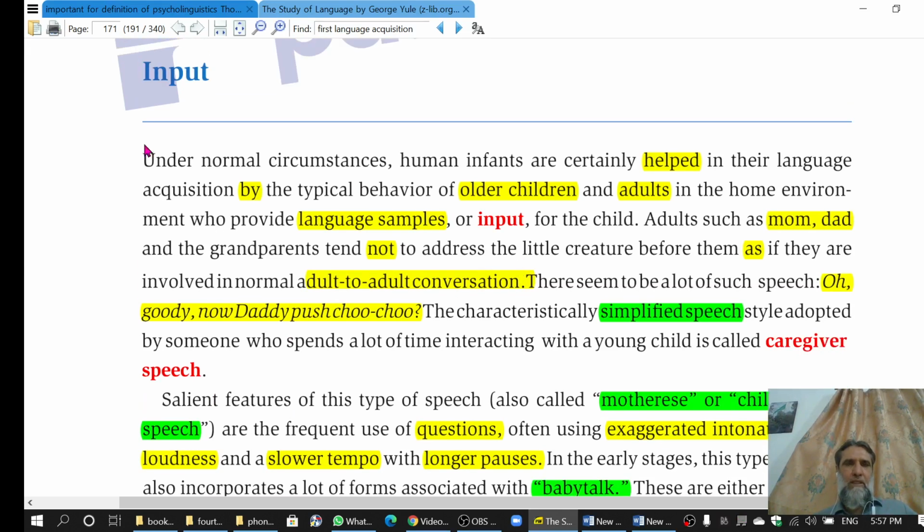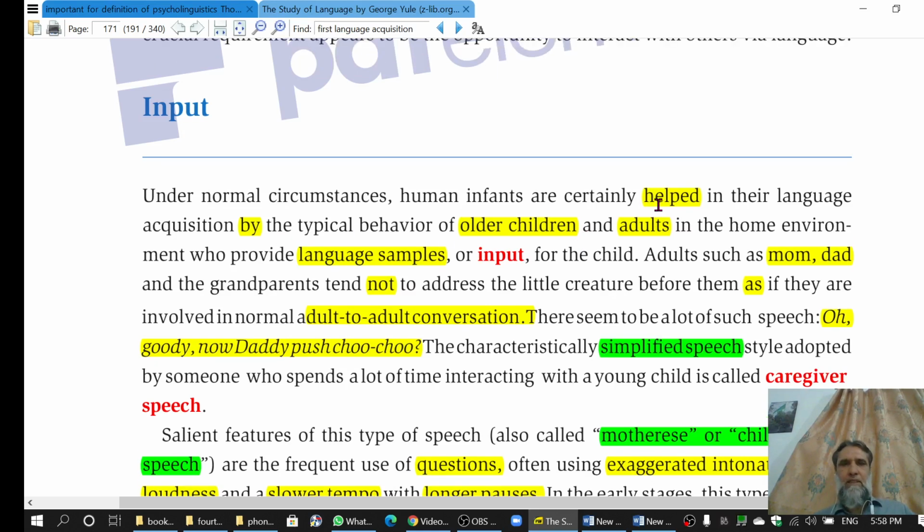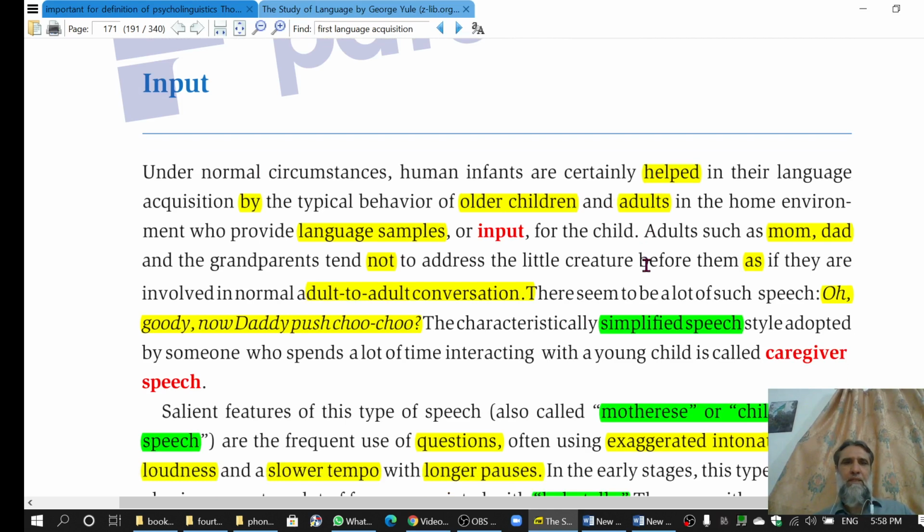Now, we know that when the child is growing, he is growing in the environment where the language users, that is the first language of the child, the language users of that language, they use that language, and the adults also help, older children help the child, as well as the adults. We said that the instructions are not given, but the help is given. For example, the first help is that the older children and the adults, they provide language samples.